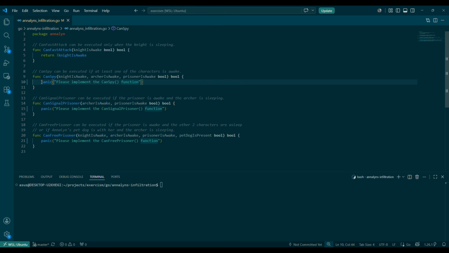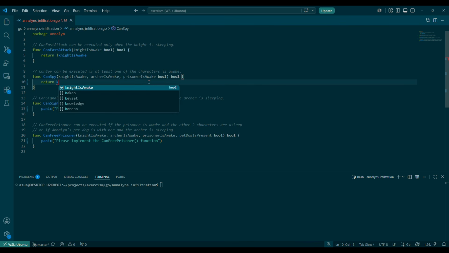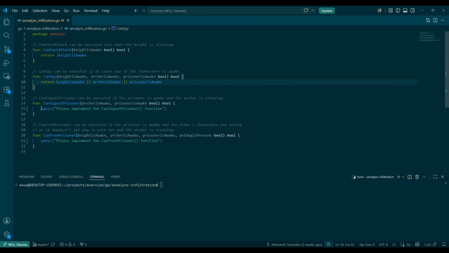The second function is can spy. Annalyn can spy if at least one of the knight, archer, or prisoner is awake. We use the or operator. The expression is knight is awake or archer is awake or prisoner is awake.